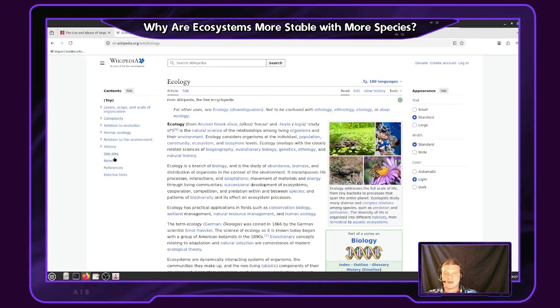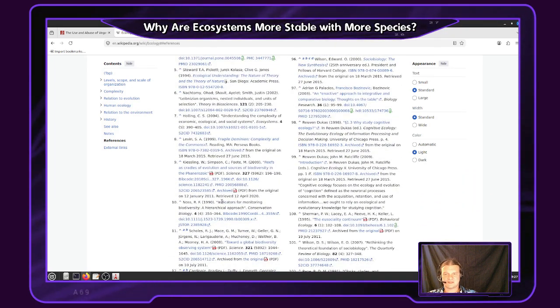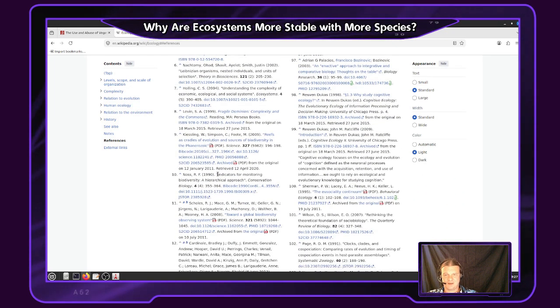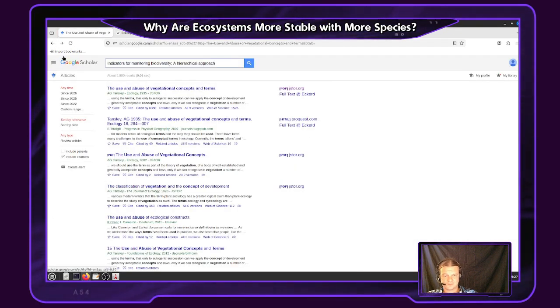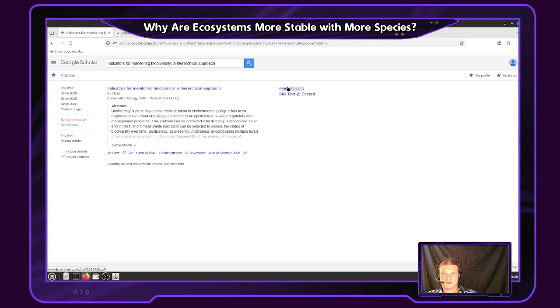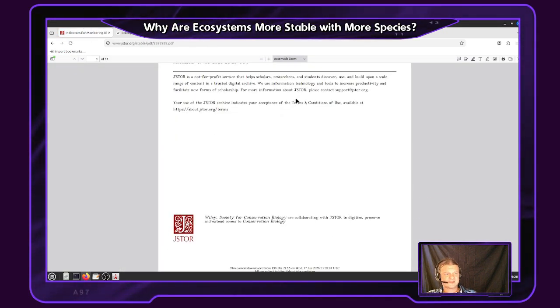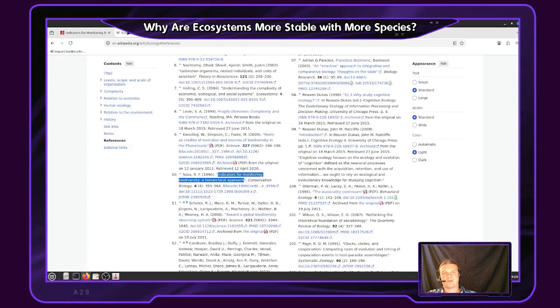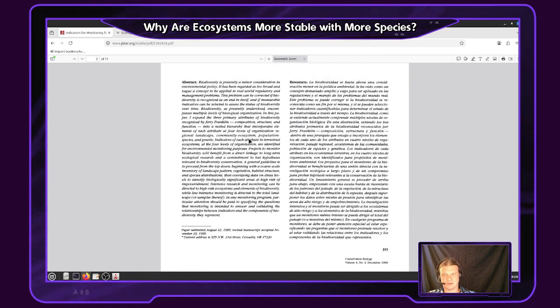Right, so we have this reference section, and we have all of these different references that we can find in this way. Right, we have indicators for monitoring biodiversity. We can go ahead and go into Google Scholar, paste in the title, and have a look at that paper. Right, so this is how you find sources with Wikipedia. We don't cite the Wikipedia article itself, we find the sources through Wikipedia.